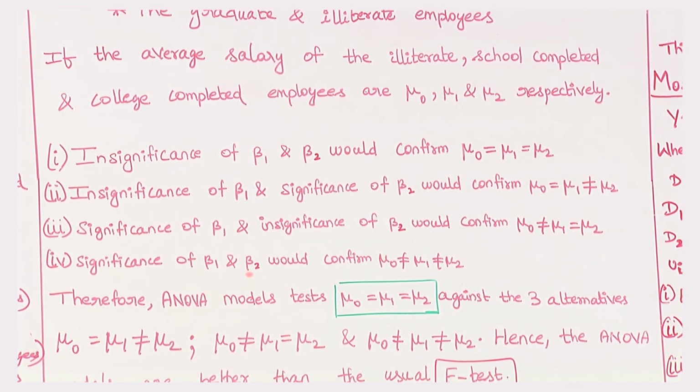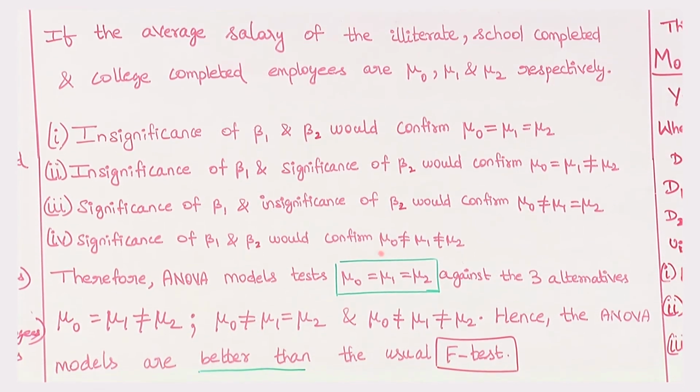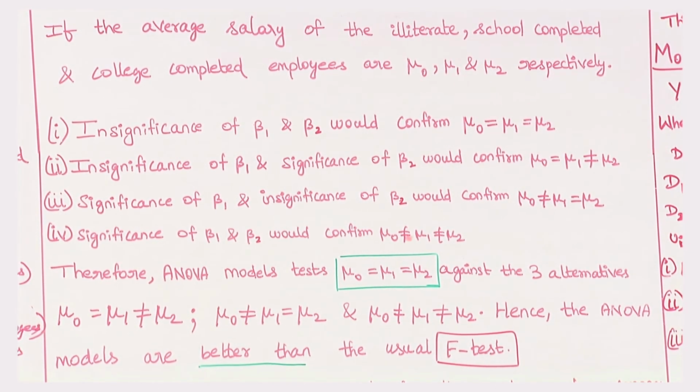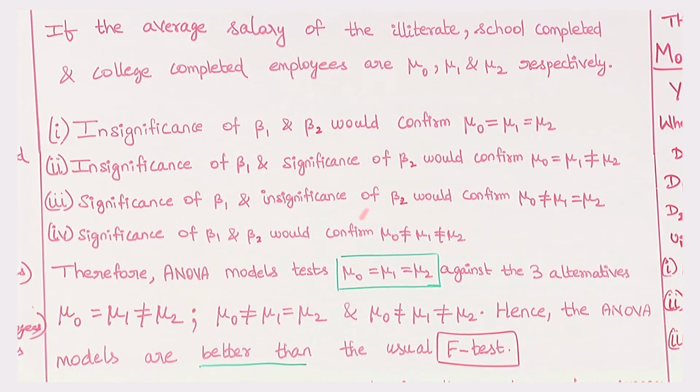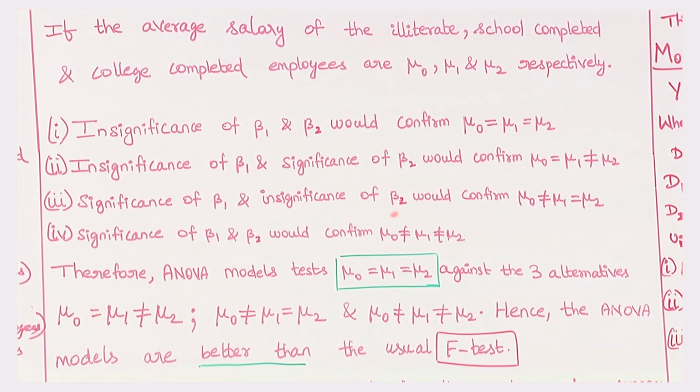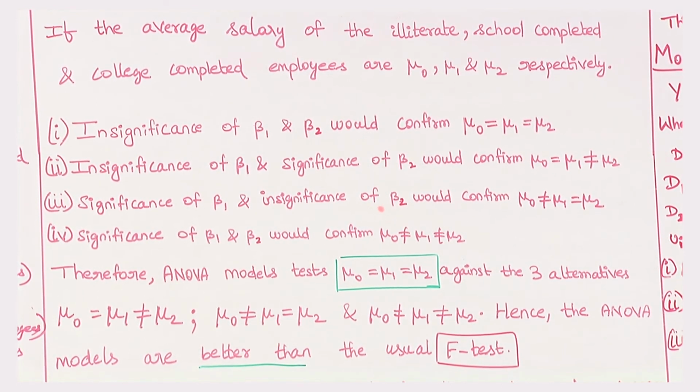Significance of beta 1 and beta 2 would confirm none of them is equal, mu 0 not equal to mu 2, mu 1 not equal to mu 2. So, these are all the three different cases we can differentiate, actually four different cases we can differentiate with the help of significance tests of beta 1 and beta 2 using t-tests.